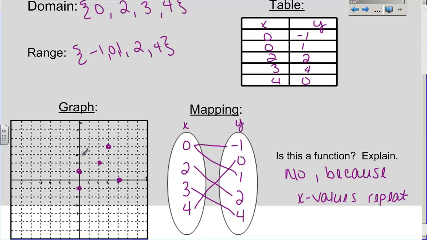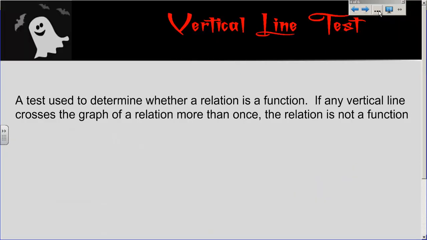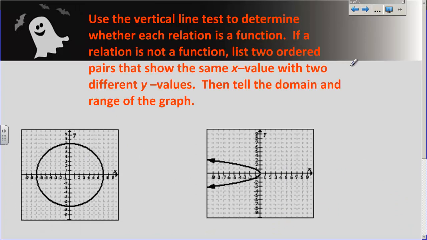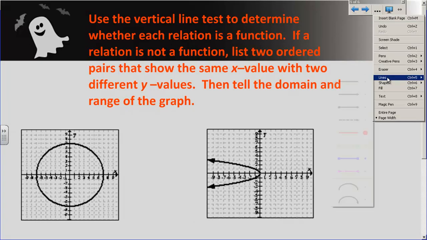If I were to draw a vertical line right here, it would cross through this point and this point, so it would cross this graph twice, making it not a function. But we're going to practice some. Here's how I do this. I don't have a pencil that I can just drag across my page here, but what I can do is make a vertical line. So I'm going to draw a line.